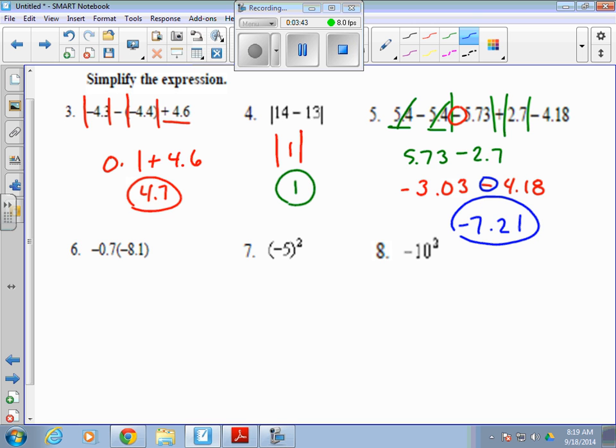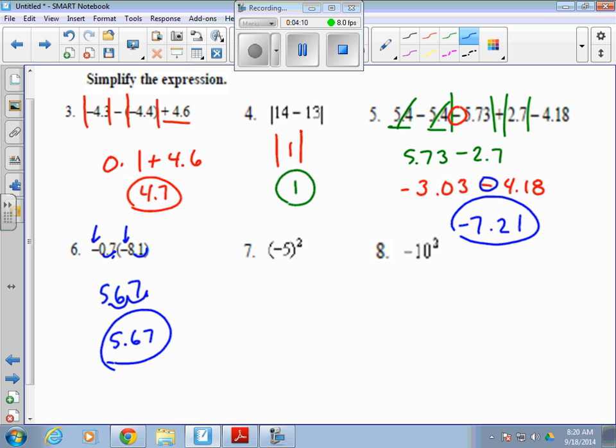Number 6, you're multiplying two negative numbers, negative 0.7 and negative 8.1. They're right next to each other, means they're multiplying. 7 times 1 is 7. 7 times 8 is 56. You have to move the decimal spot 1 time, 2 times. So from here, you're moving it once, twice, 5.67. And since you were multiplying a negative times a negative, that's 2 negatives, which is an even amount. So it's going to be positive 5.67.